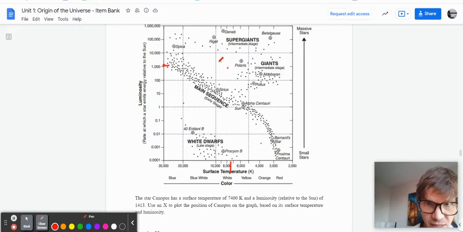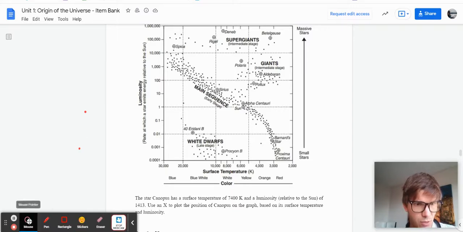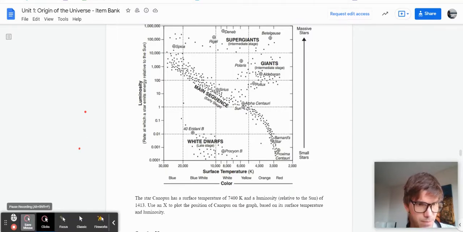So Canopus is probably a giant or a supergiant. So it's changing from its main sequence stage to the intermediate stage. But Canopus would be over here, and it asks for an X. So of course we will put an X. Let's take a look at the next question.